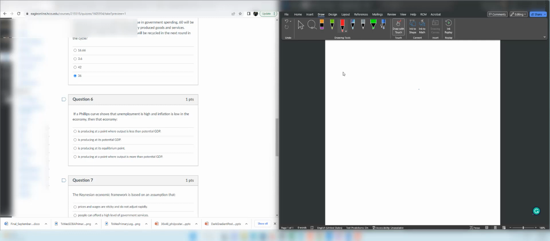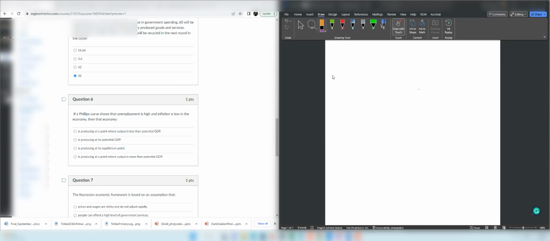So now let's read the question again. If a Phillips curve shows that unemployment is high and inflation is low. Now we're talking about the recessionary economy. Then the economy is not producing at its potential for sure, because if it's at potential, we don't have any excess cyclical unemployment. The unemployment is at the natural level. It might be at the equilibrium point, but that equilibrium point could be below potential. It's producing at a point where output is less than potential.